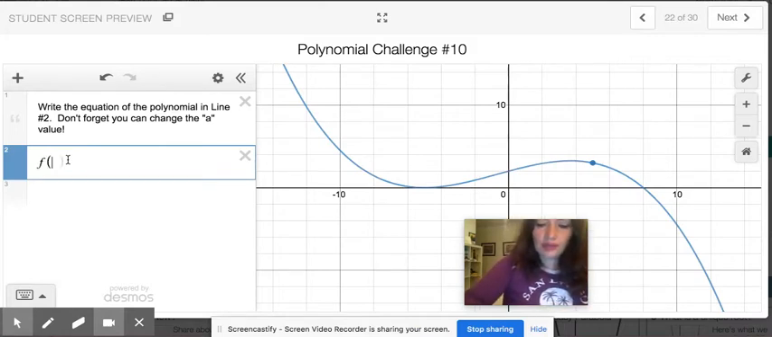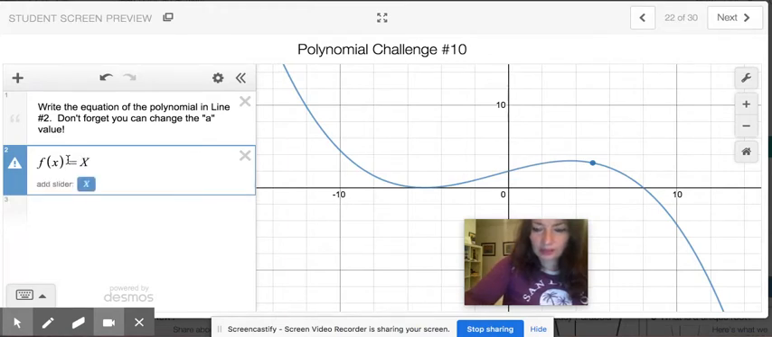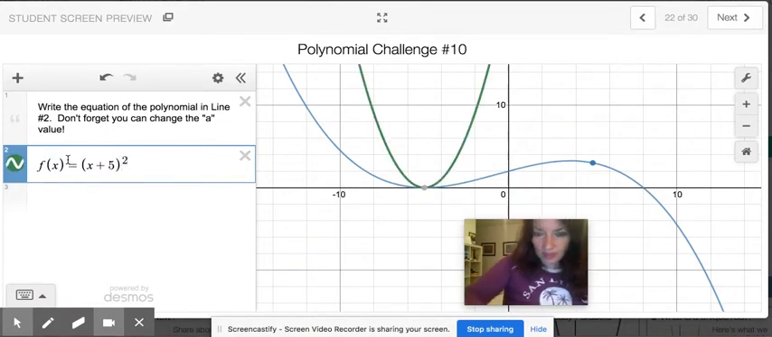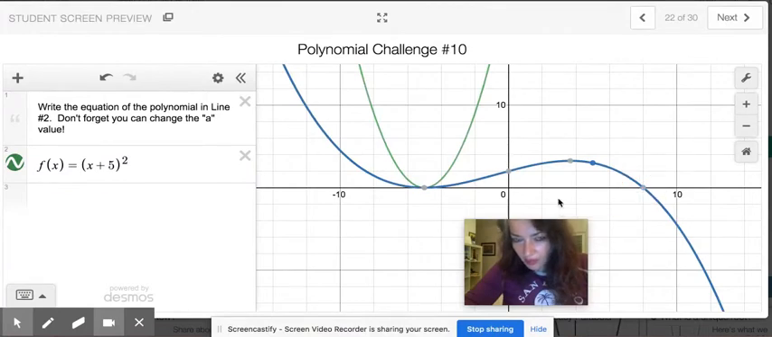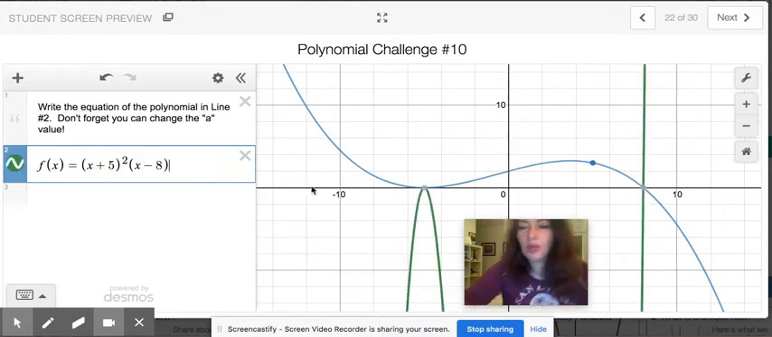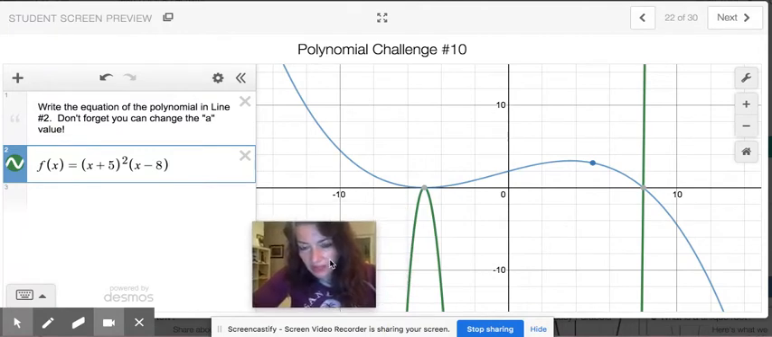So f of x is equal to, we said a bounce at x plus 5. So we're going to square that. And then we have a pass at the point 8, 0, so times x minus 8. Okay, so as you can see, the graph doesn't fully match the blue graph. So we need to find the a value.